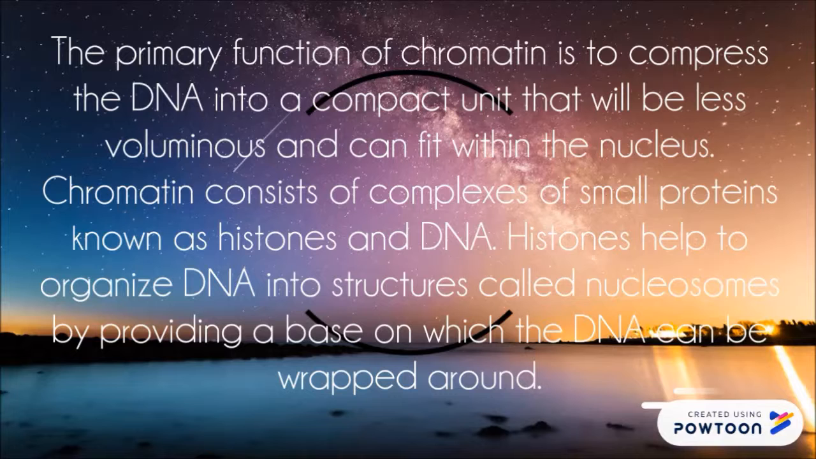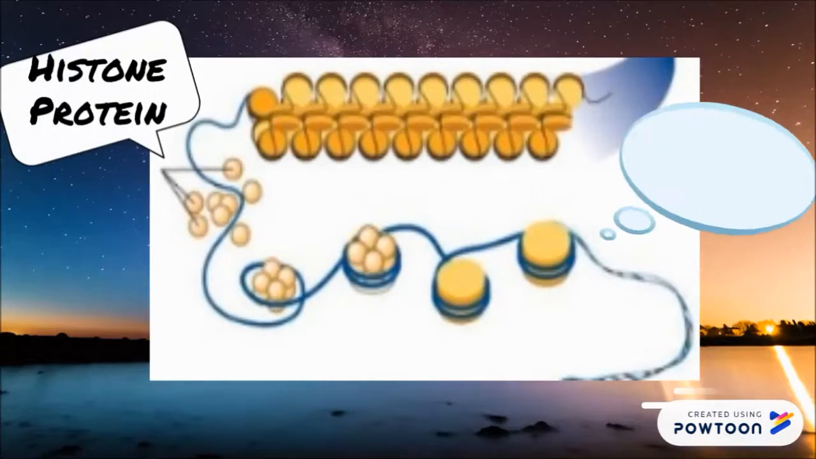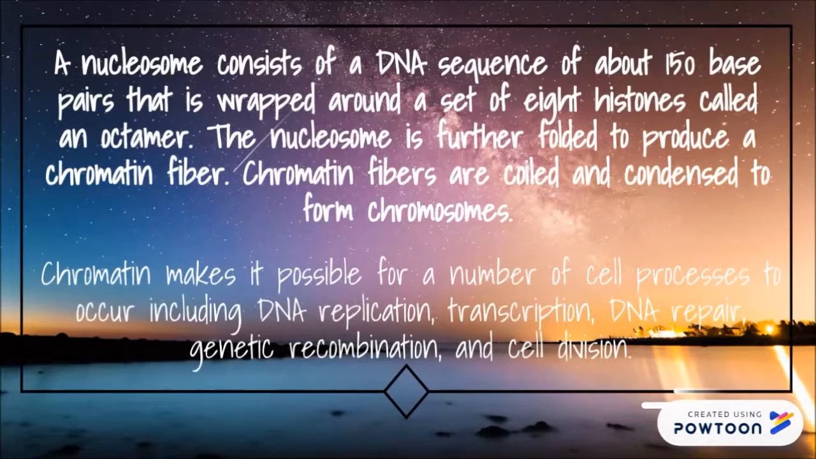Histones help to organize DNA into structures called nucleosomes by providing a base on which the DNA can be wrapped around. A nucleosome consists of a DNA sequence that wraps around a set of 8 histones called an octamer, as shown in the figures. The nucleosome is further folded to produce chromatin fibers. Chromatin fibers are coiled and condensed to form a chromosome.